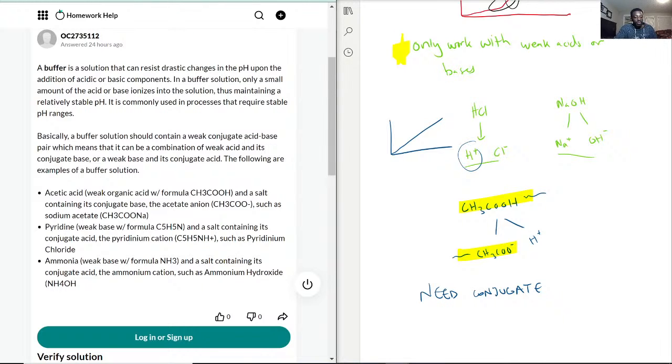A buffer solution is a solution that can resist drastic changes in pH upon the addition of acidic or basic components. So let's see. Just gotta drink some water. It should contain a weak conjugate acid-base pair, which means that it has to be a weak acid and its conjugate base. Yep. Acetic acid, they do mention that. Actually, that is a good point.